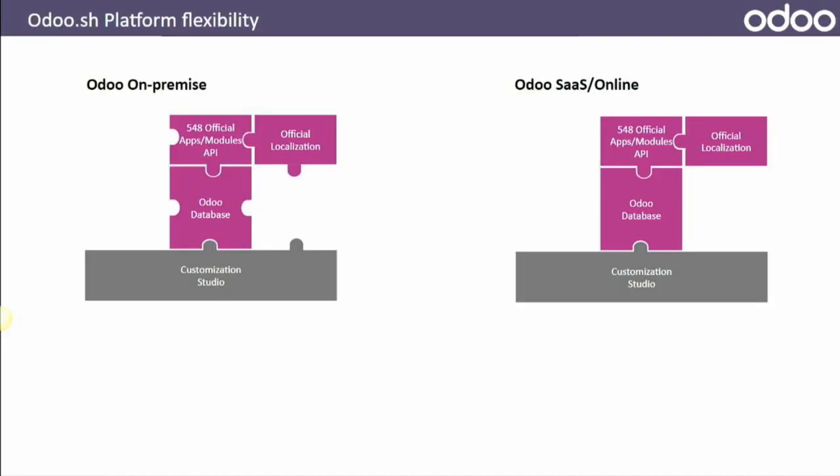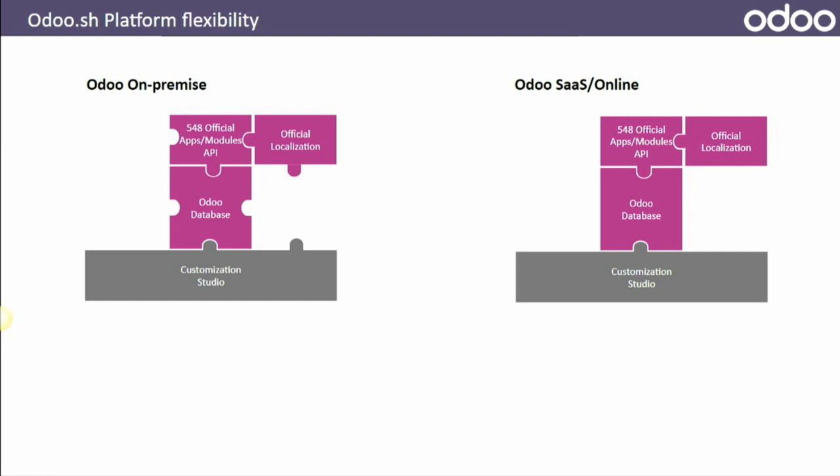So from a visual perspective, if we were to compare the first two platforms that I discussed, and compare them to Odoo.sh, how it fares. If you were to think about Odoo on-premise, there's a lot of similarities between Odoo on-premise and Odoo SaaS in the sense that out of the box, you'll have access to our 548 official applications and modules that are available directly from any instance that you create.